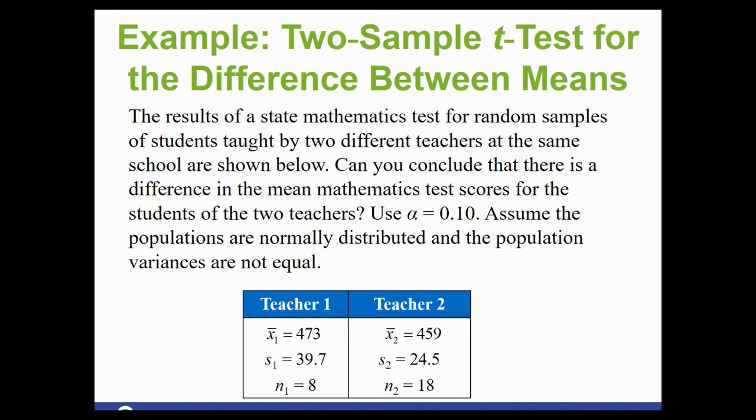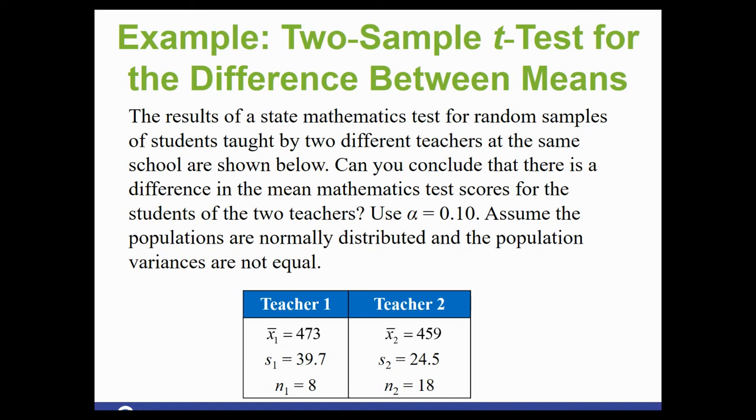So this first example states, the results of a state's mathematics test for random samples of students taught by two different teachers at the same school are shown below. Can you conclude that there is a difference in the mean mathematics test scores for the students of the two teachers? Use the level of significance of 0.10, assume the populations are normally distributed, and the population variances are not equal.